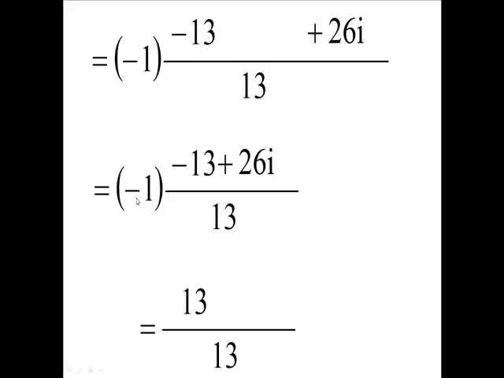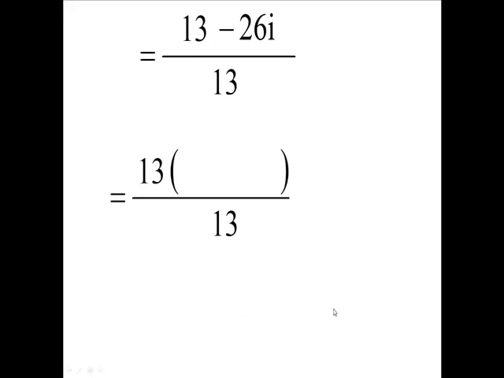Next thing we do, negative 1 times negative 13 is a plus 13. Negative 1 times 26i is a minus 26i. Copy that down. Factor a 13 out of both of these. There's a 13 in common. 13 times 1 is 13. 13 times negative 2i is negative 26i. Then the 13s are going to cancel. That's going to end up leaving you with 1 minus 2i. That's standard form.